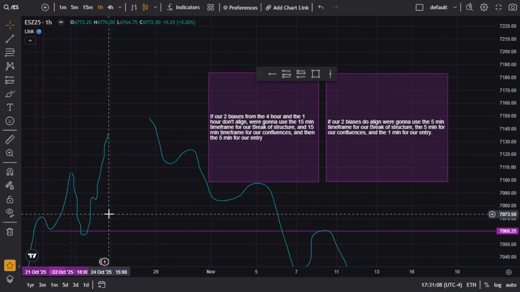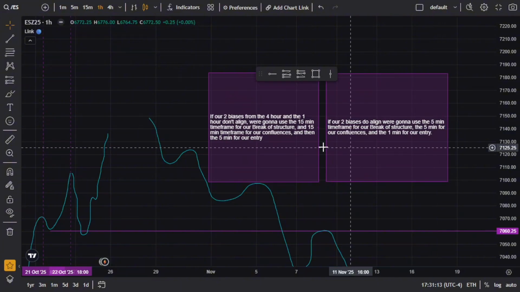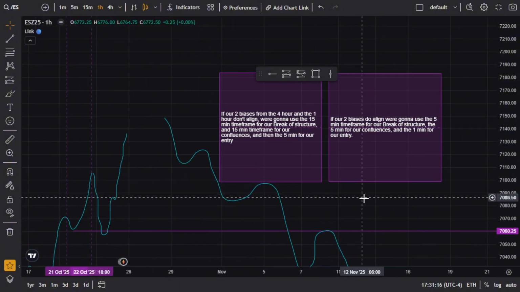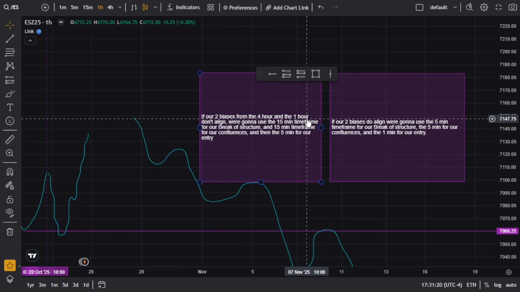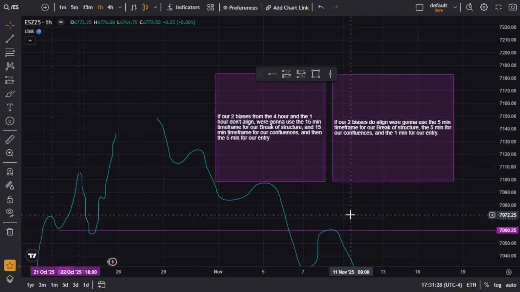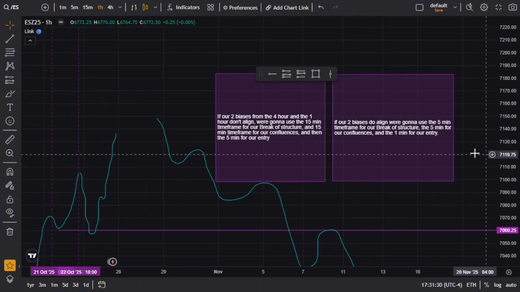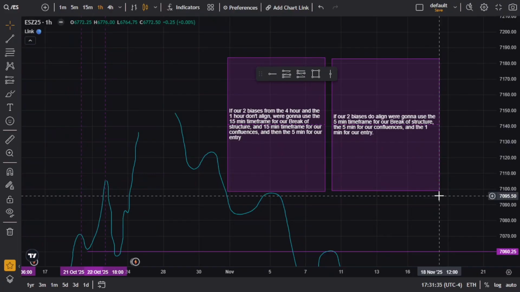Okay? So after our liquidity was swept and they do match, we're going to scale down to the 5 minute and wait for a breaker structure. If it doesn't align, and our liquidity was swept, we're going to scale down to the 15-minute time frame up here. They're two different things you're going to be looking for, okay? Based on your bias, based on if your 4 hour and your 1 hour time frame match.